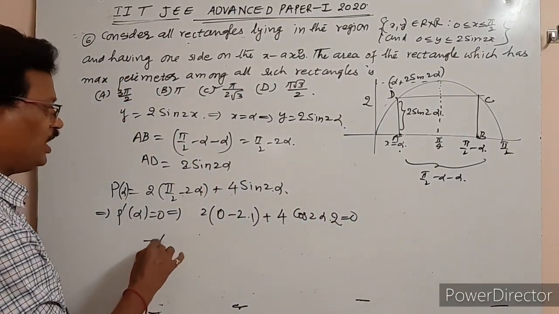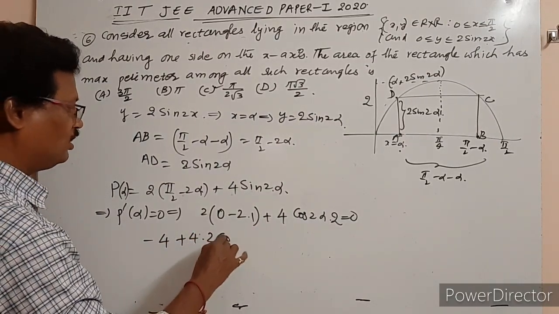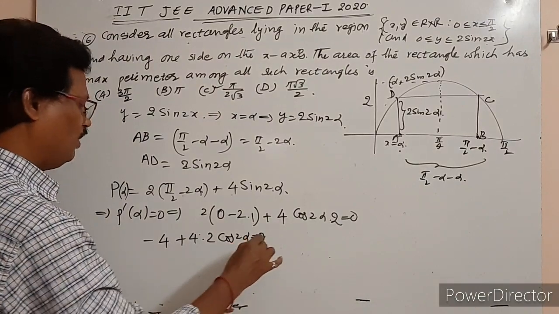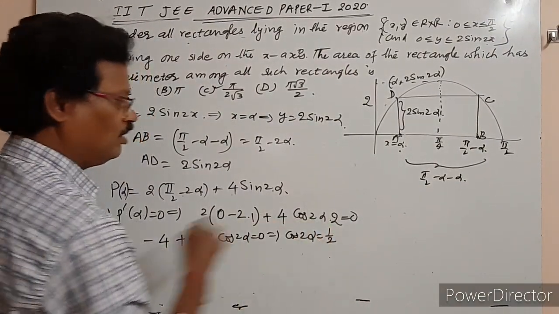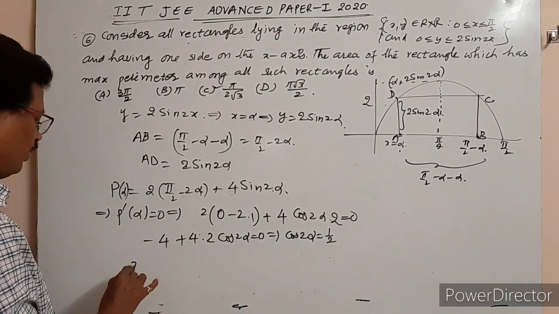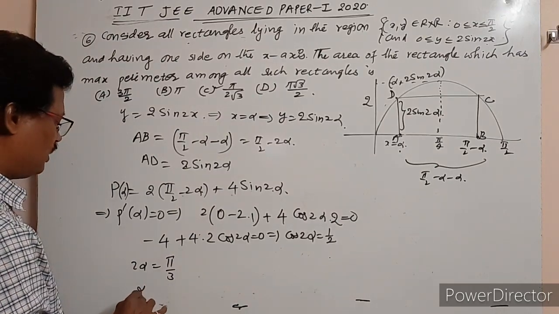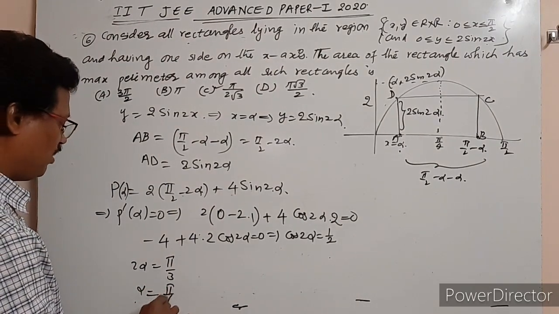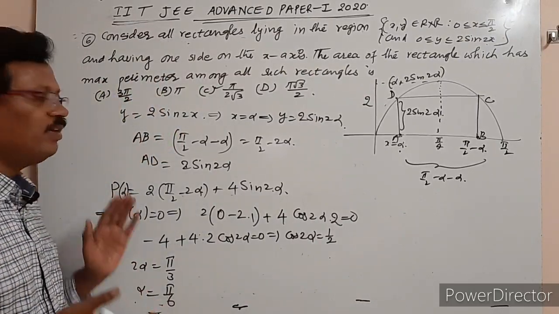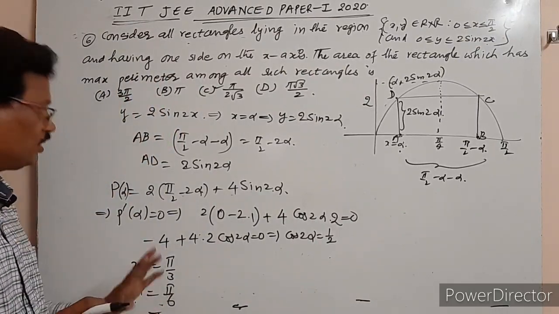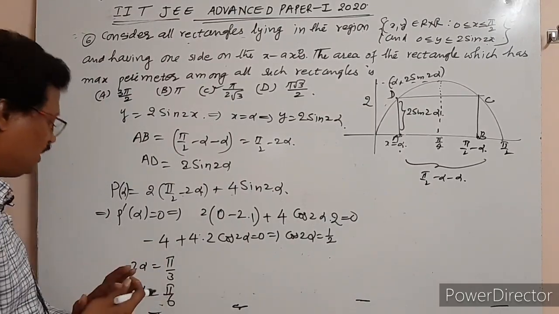For maximum or minimum, the first derivative must be 0. Therefore, what we got: minus 4 plus 4 into 2, 8 cos 2 alpha is equal to 0. Therefore cos 2 alpha is equal to 1 by 2. So 2 alpha is equal to pi by 3, and alpha is pi by 6. We got only one root, therefore the perimeter will be maximum where alpha is equal to pi by 6.